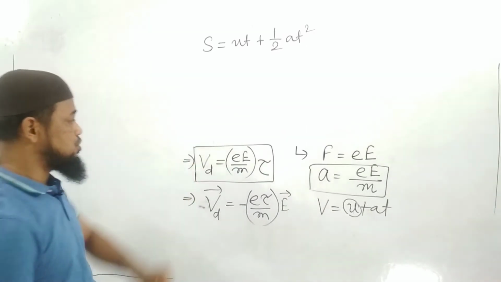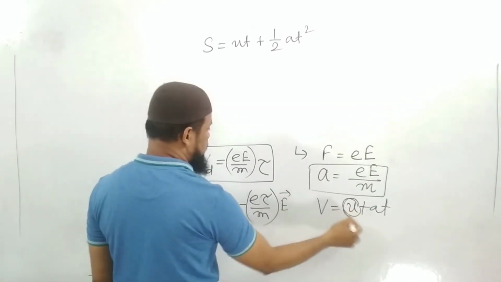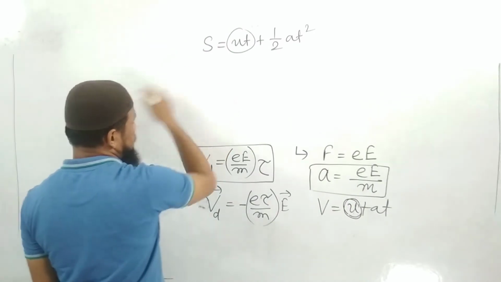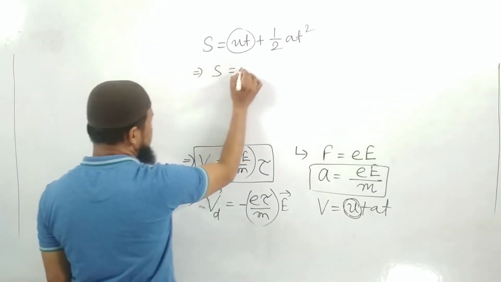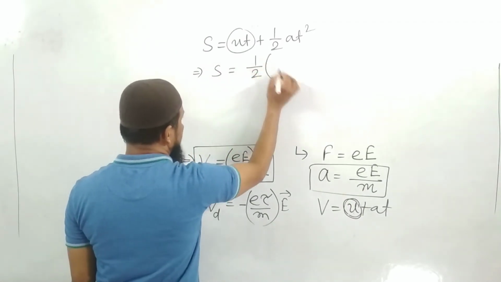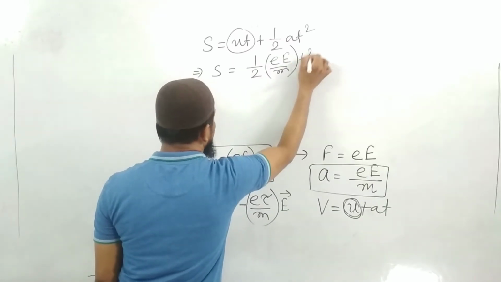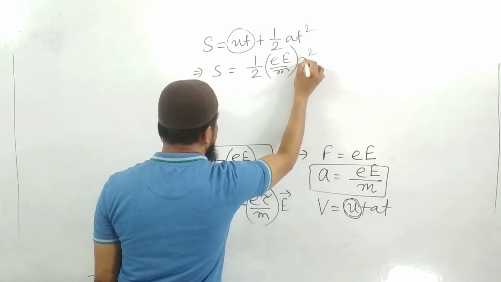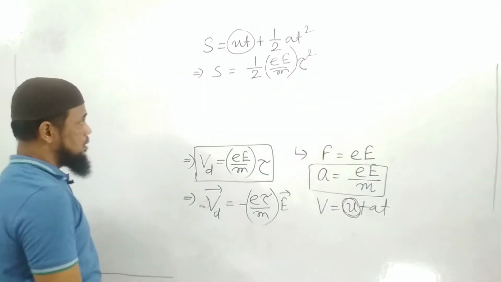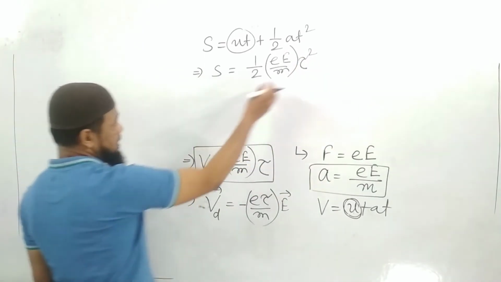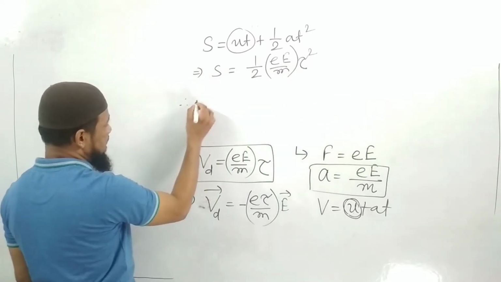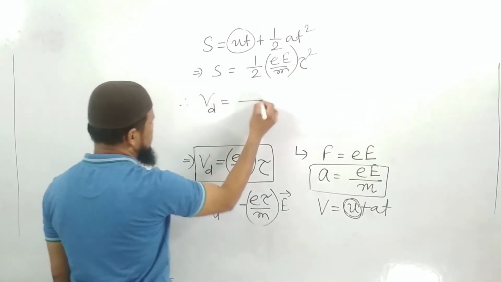Okay, if we use this equation, what will happen? We have assumed u to be 0. Then how much will be the displacement? Half, acceleration is how much? E by m, into tau squared. Time we have taken as tau. Then if this is the displacement in a time of tau, what will be the average velocity?